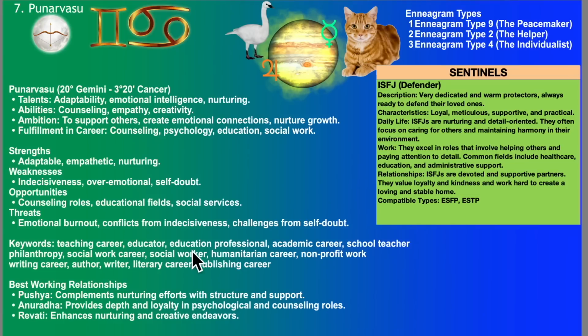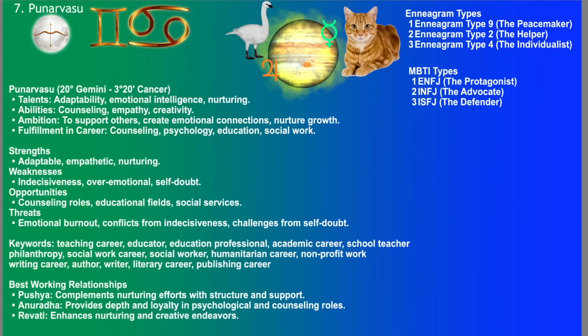So they can become good humanitarian workers in the healthcare field also. Like hospice, for example. Right? Very dedicated and very warm protectors. That's the energy you require for working in a difficult field such as hospice, elderly care, that kind of field, which requires great dedication and great protection kind of energy. Loyal, meticulous, supportive, and practical. All of this is required, right? Nursing, for example. So think of those kinds of careers if you have Jupiter, Mercury in Punarvasu, and if you have ISFJ as your dominant MBTI type.